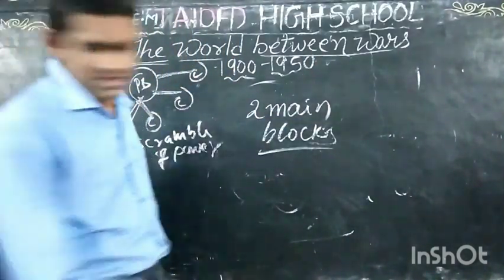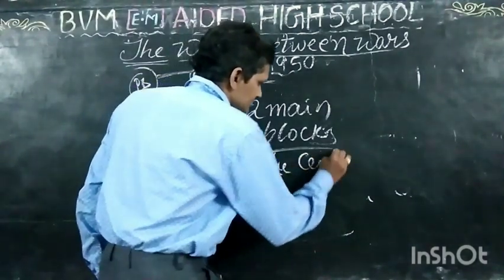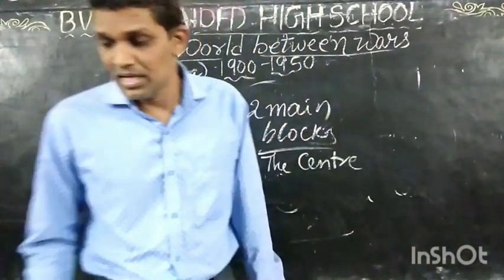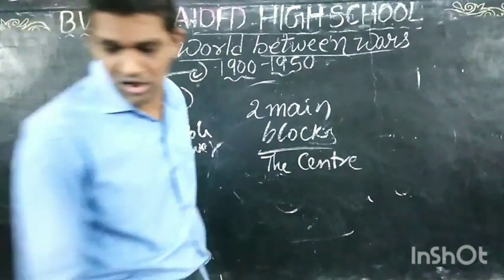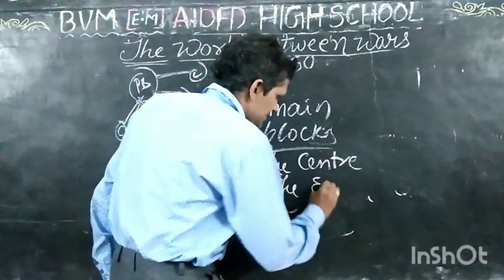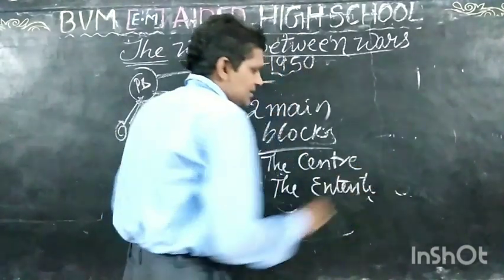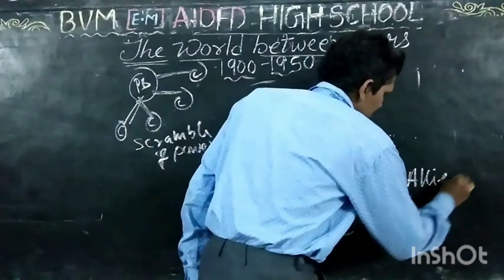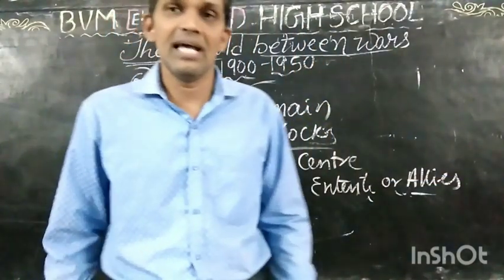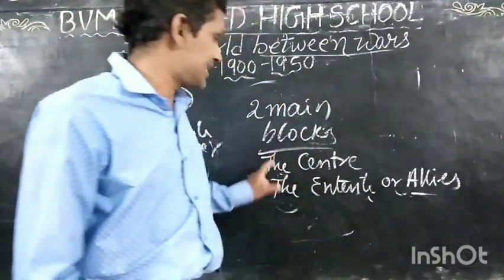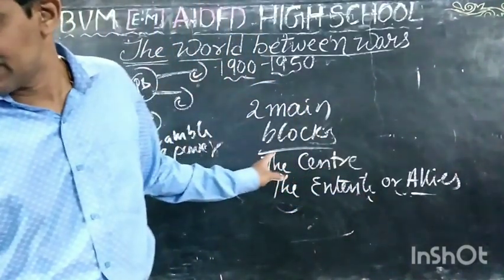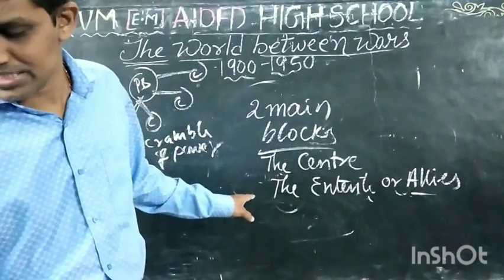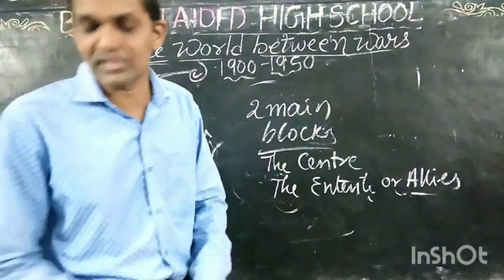One is the Central group, and the next one is the Entente, or alliance. Allies means friends, so we also call them alliances. Here we find the Central group and the Entente or alliance, formed as a result of the scramble of powers and control over the territories.